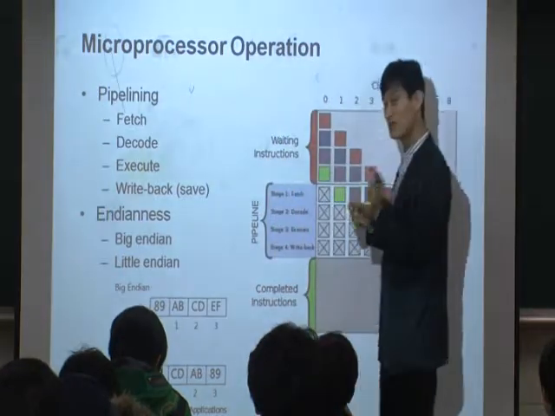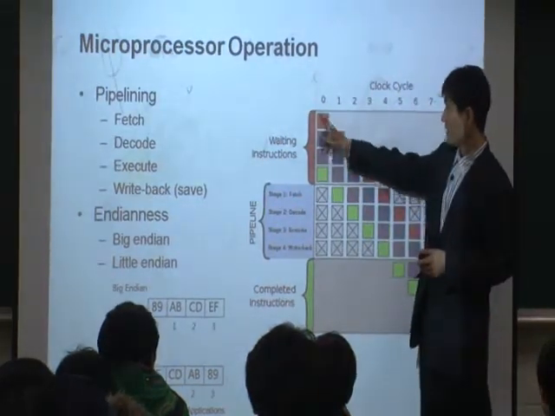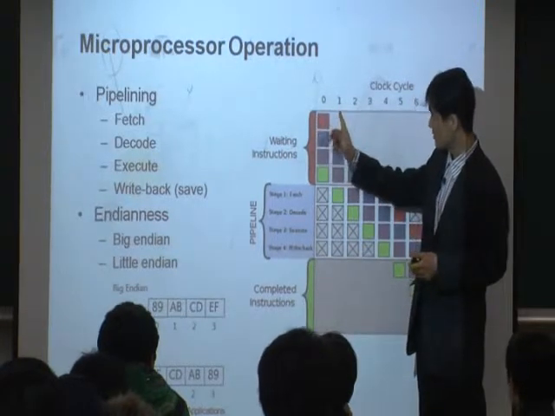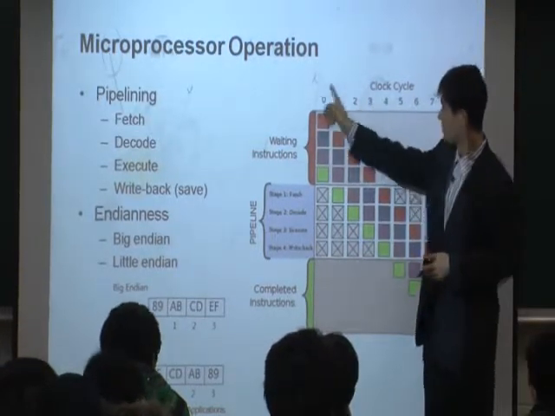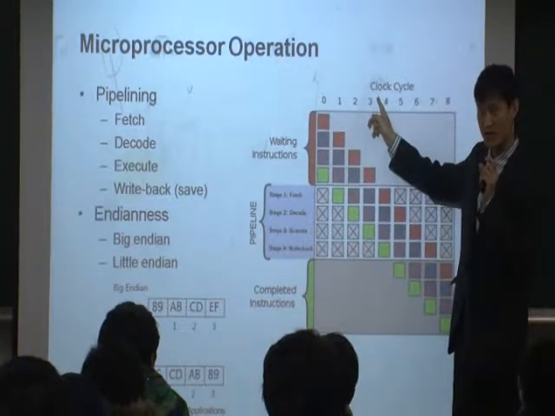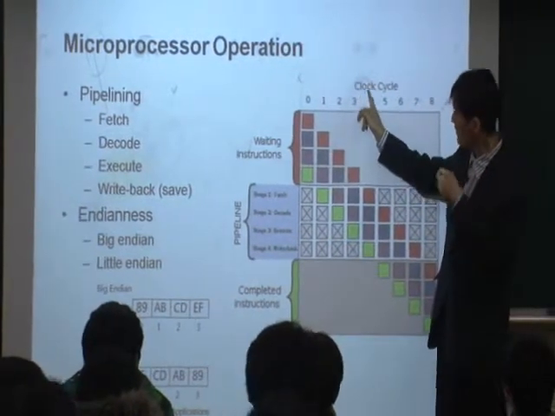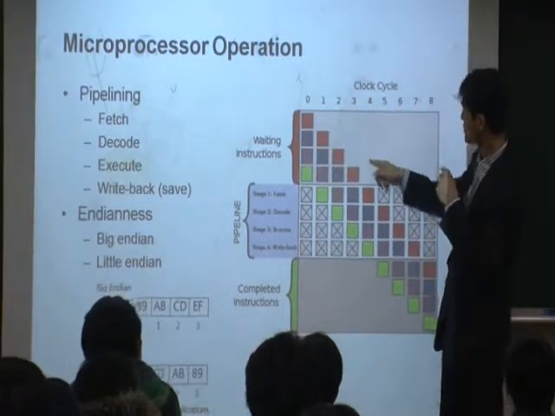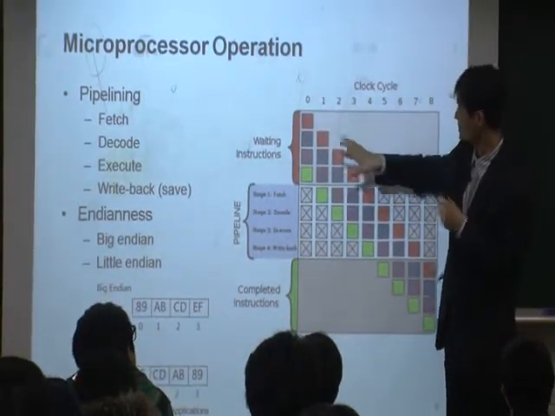However, if you do that, right, then let's say you have one instruction, fetch, decode, execute, write back. You need 4 cycles to finish one instruction. And after that, now you fetch a new instruction. Again, that new instruction takes 4 cycles. Every instruction, it takes 4.